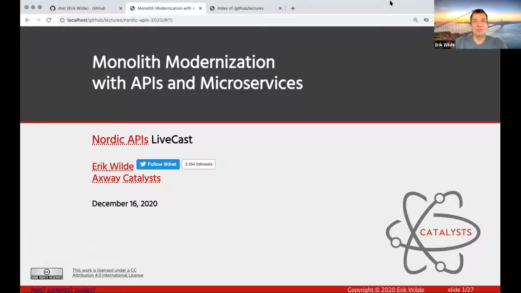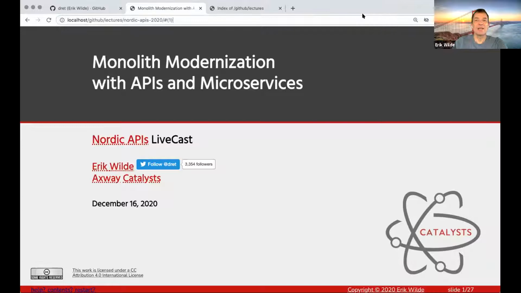So thanks a lot for the introduction, Bill, and I'm really happy to be here. So let's talk about monolith modernization with APIs and microservices. What I want to talk about today is a specific way how you can go through a modernization process. The idea being that once you've decided that some aspect of what you're doing needs modernization, how can you go forward with it, and also go forward with it in a way that is not too risky and not too expensive, trying to minimize the number of changes you have to do and giving you the ability to only change those things that need to be changed.